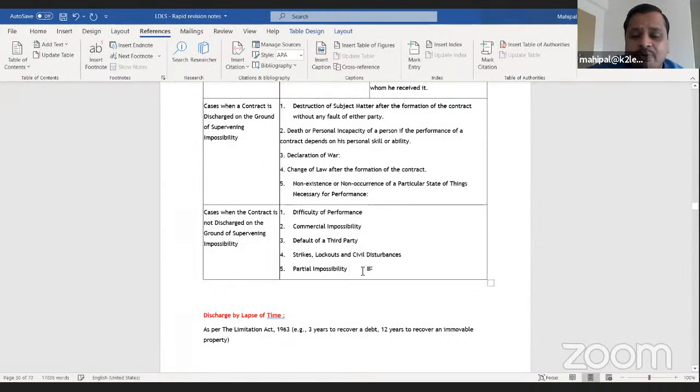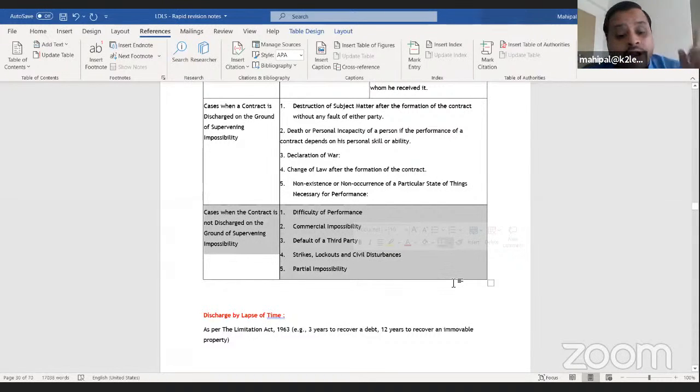My dear friends, again, this is an important concept. Exception to the rule, supervening impossibility. Again, this supervening impossibility or impossibility of performance by itself can be divided into three different questions. They might ask, write a note on supervening impossibility. Discharge of contract on the ground of impossibility, 6 marks. Then you have to mention what is impossibility, what are the types of impossibilities, what are the cases under which it can be declared as void, and what are the exceptions to the supervening impossibility. This is a 6-mark question.